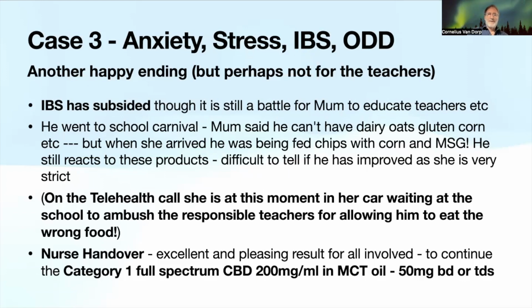Actually, on this consultation, mum was in the car at that moment, waiting at the school to ambush the responsible teachers for allowing him to eat the wrong food. In summary, another happy ending, but perhaps not for the teachers.